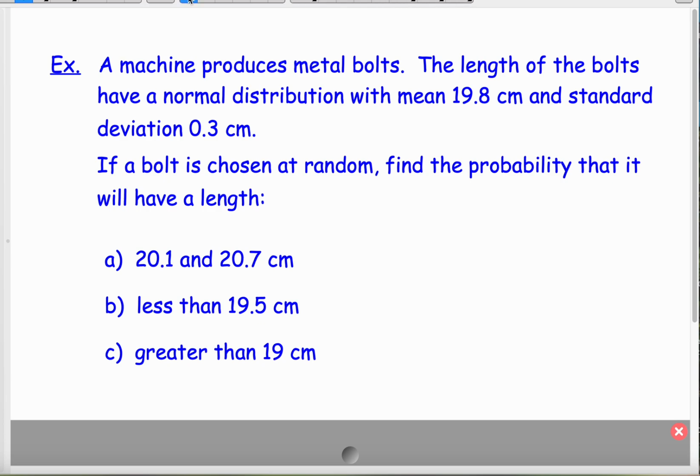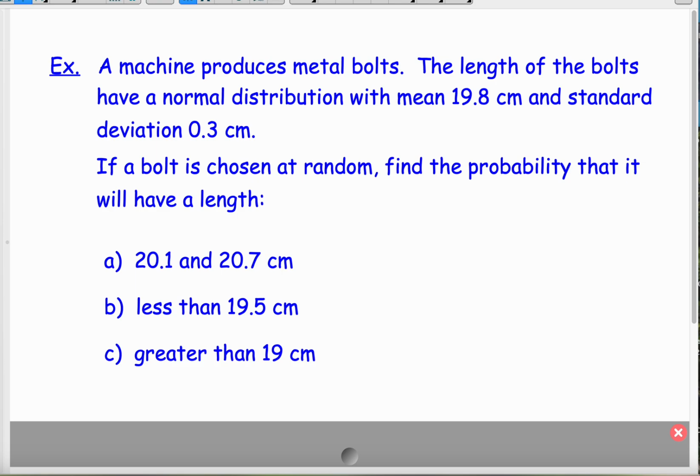All right, now I'm going to work through the answers. From 20.1 to 20.7, we know we're doing our integral. We know our limits of integration. We know we're using the normal distribution function. Then we're going to grab our calculator and punch that in. When you do that, you wind up getting approximately 0.157, or 15.7%.